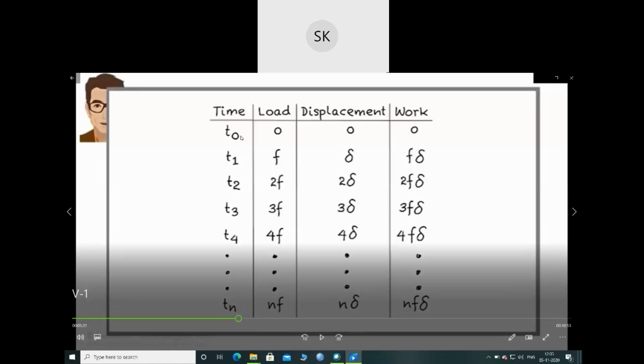Till here understood that at time t0 the load will be 0, displacement will be 0, and your work will be 0.